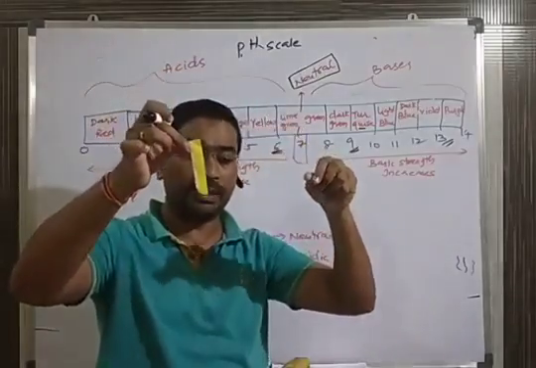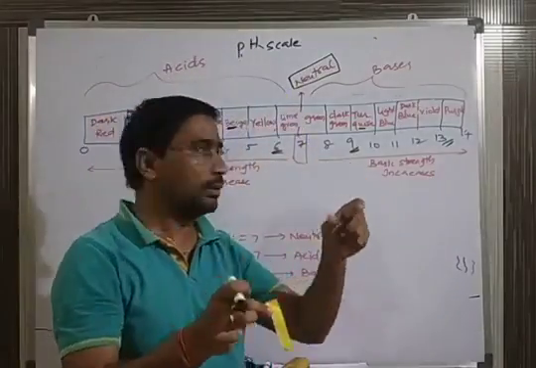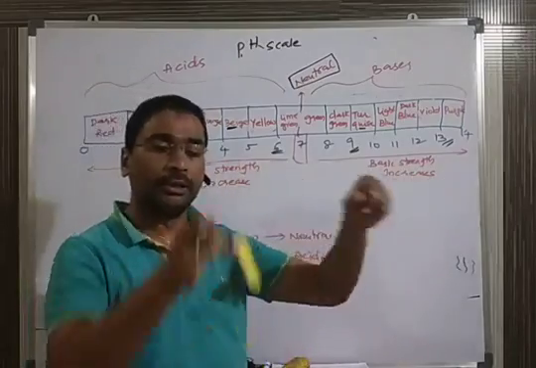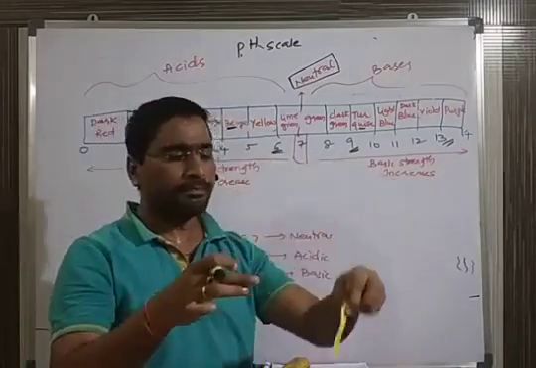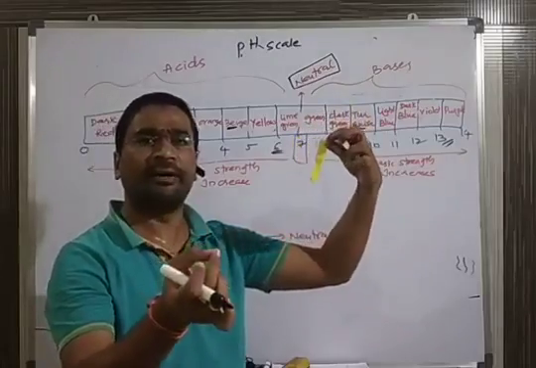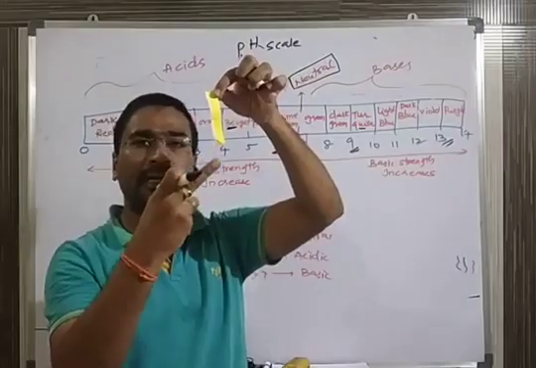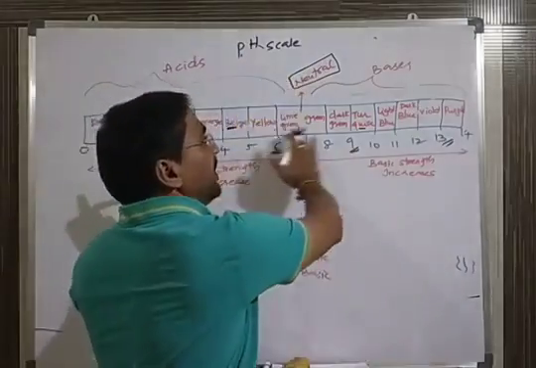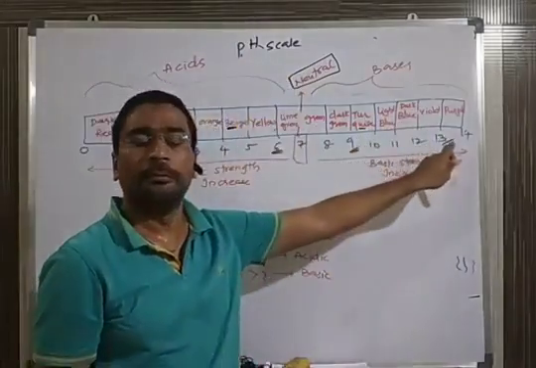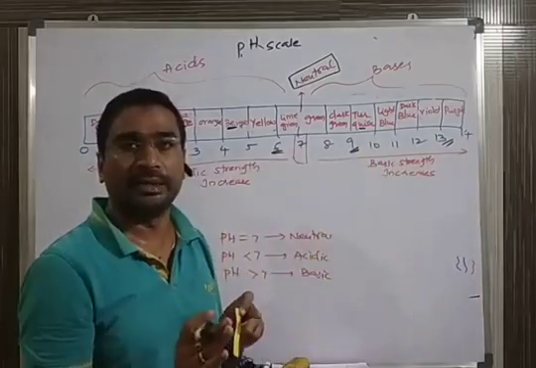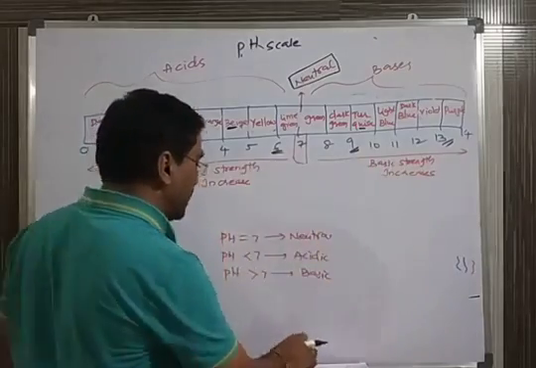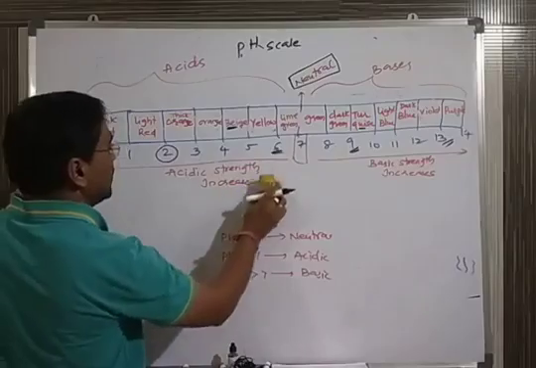Take the pH paper and dip it in any sample. Dip it and just take it out. Within 1 or 2 seconds, you will get a change in color. The cream color of the pH paper will change into different colors, as we are showing on the board. I will write the example for each of them.